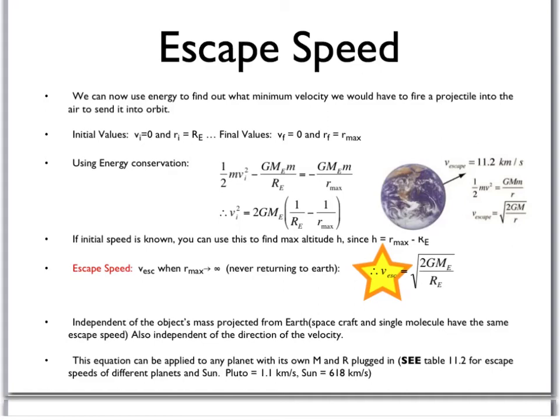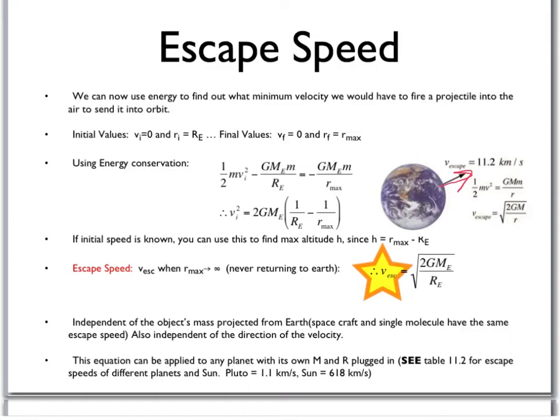Now let's take just a couple of minutes to explore a few interesting applications of what we've been studying in Chapter 11. We can now use energy to find out what minimum velocity we would need to actually fire a projectile into air and send it out into orbit, or even look beyond orbit. For example, what if we wanted to fire something off of the surface of the Earth, blast it off of here, and have it just never ever return again, escape orbit, escape the planet?